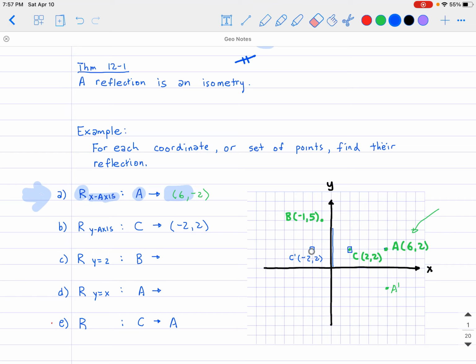All right, so let's go ahead and clear some of this stuff out, and see if we can solve for the other stuff. This time around, I'm going to take point B over here. So we're looking at part C right here.